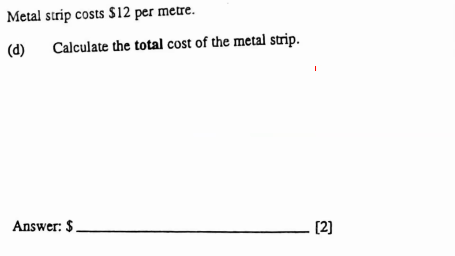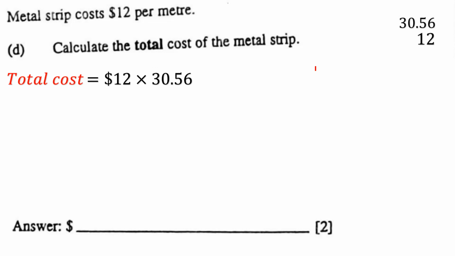Okay, let's move on to number 19D. It says that the metal strip costs $12 per meter. Calculate the total cost of the metal strip. Well, we already know that the total length that we're looking for is 30.56. And we know that each meter costs $12. So we just have to multiply 12 by 30.56.